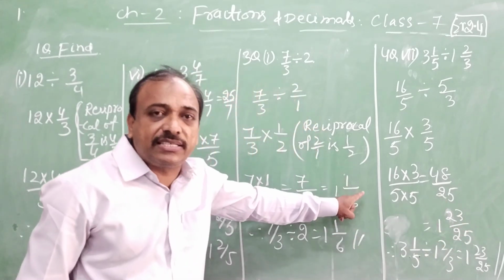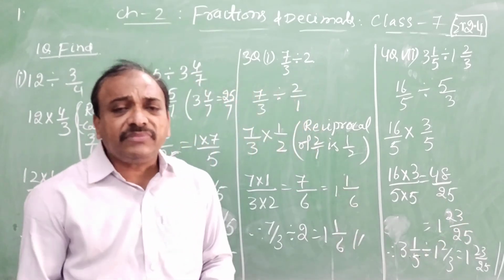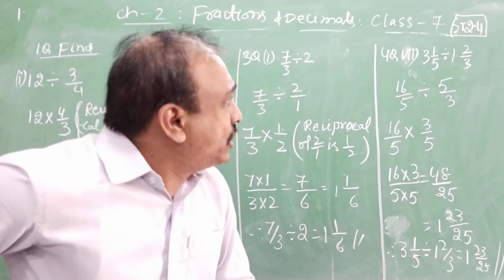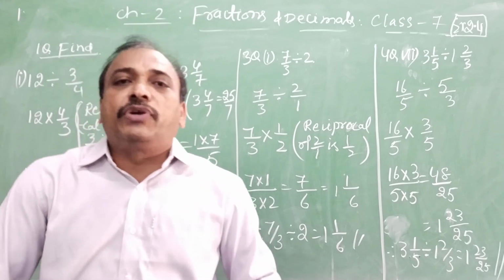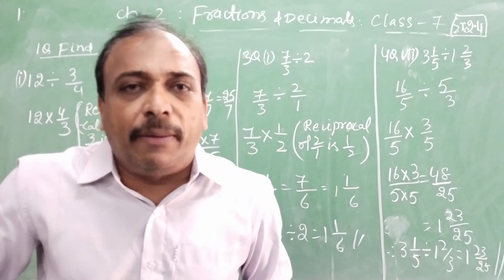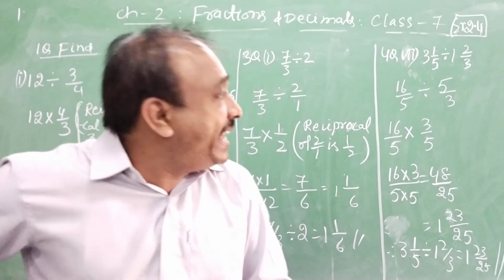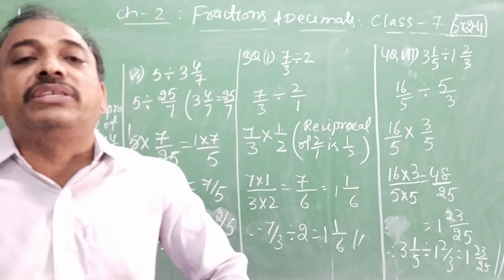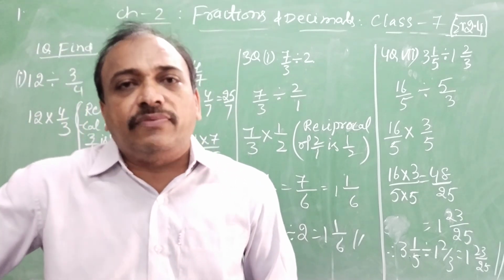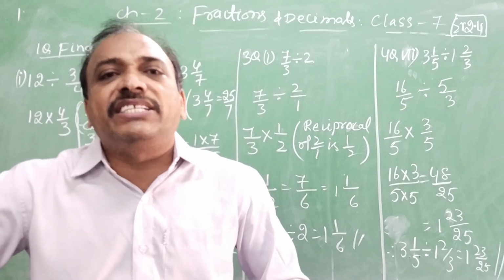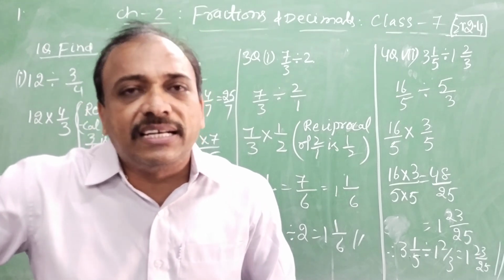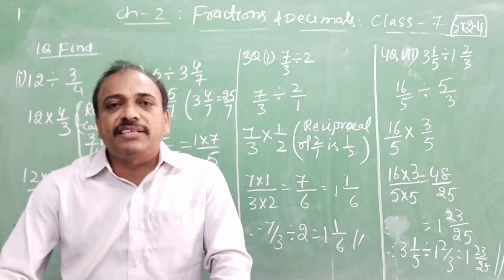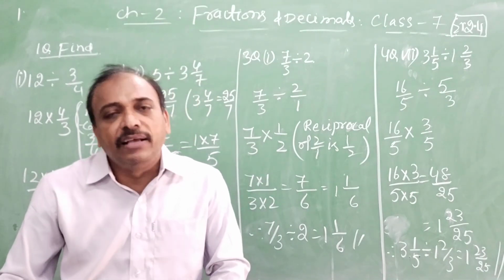Is it clear, students? So with this exercise 2.4, some of the questions I explained, and the leftover alternate questions you complete as homework. In question number 2 you have to find the reciprocals. That is the reciprocal: just interchange numerator to denominator, and denominator to numerator. Is it clear, students? So with this, exercise 2.4 is completed. Thank you.